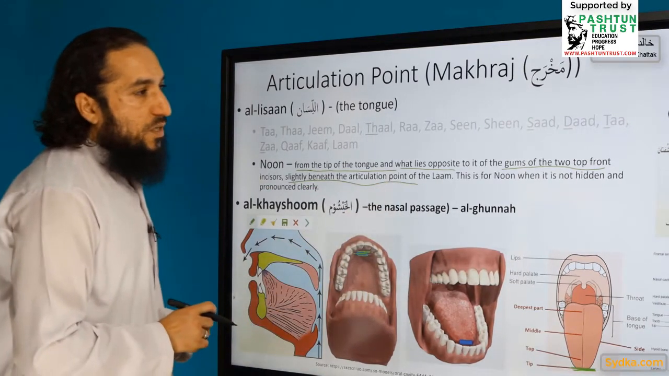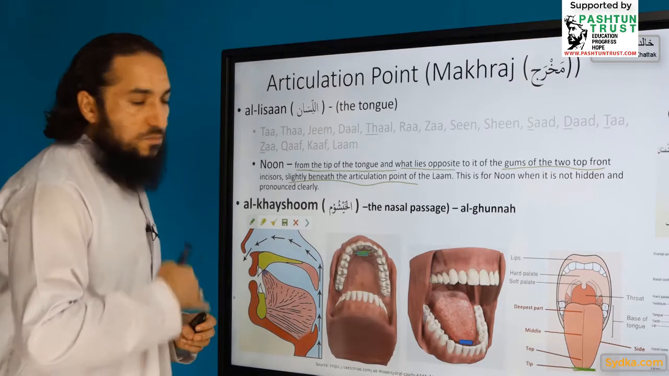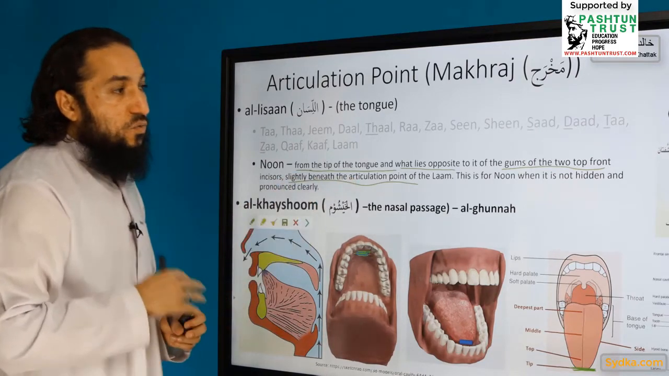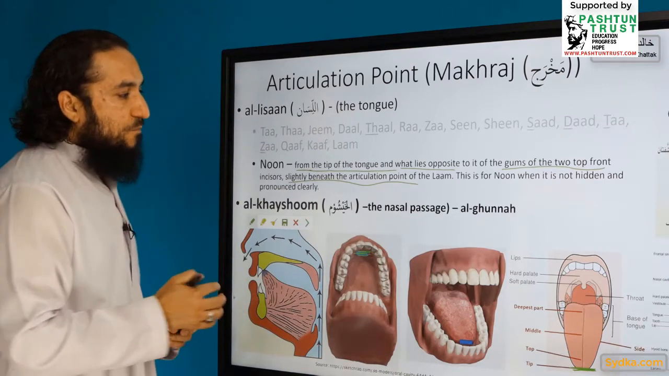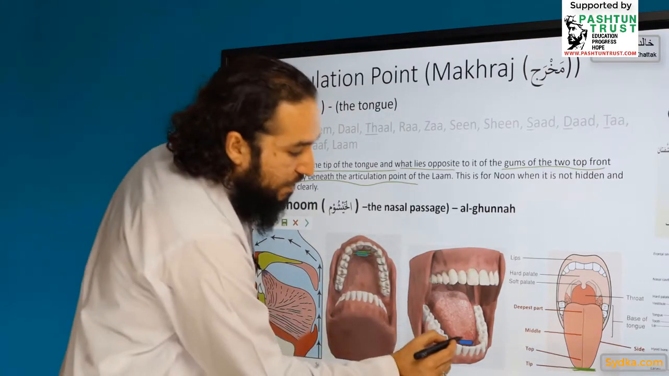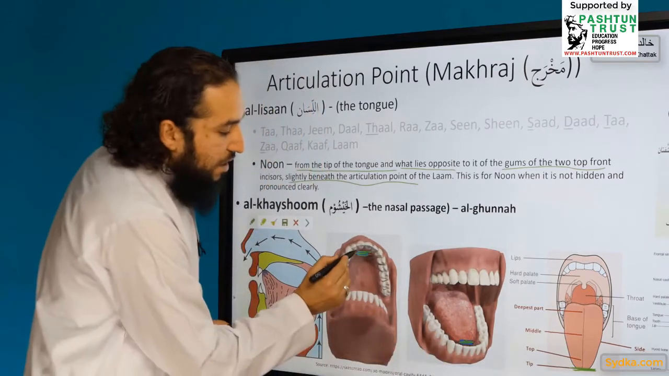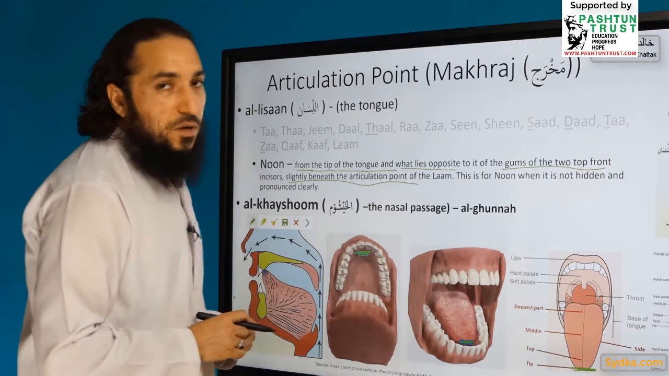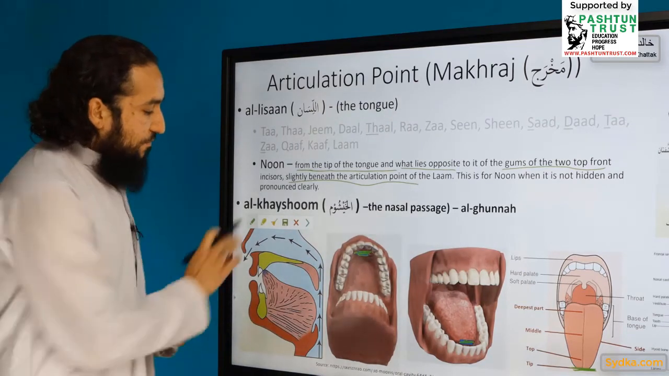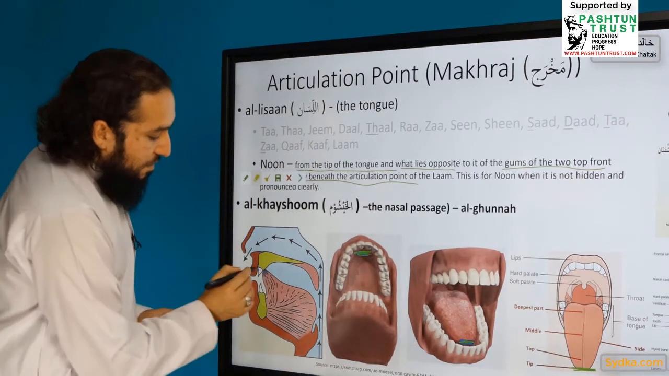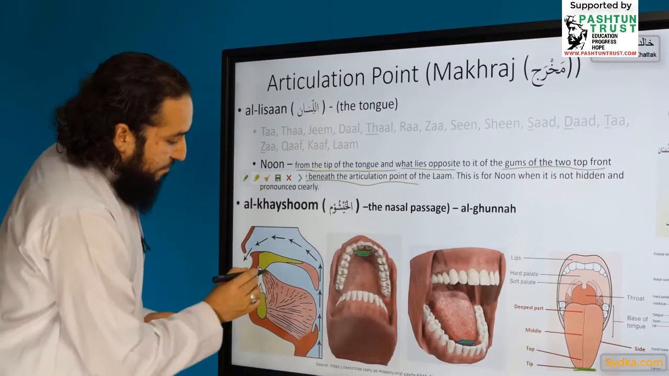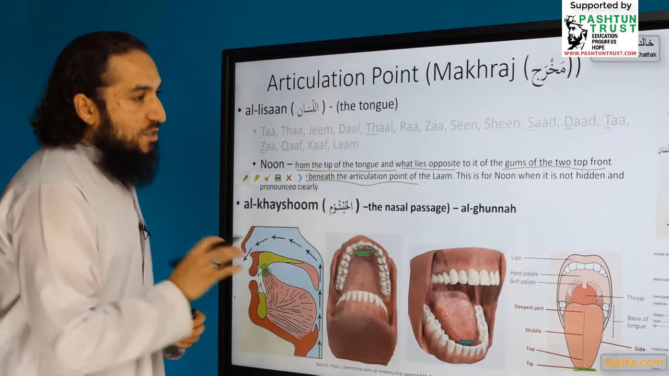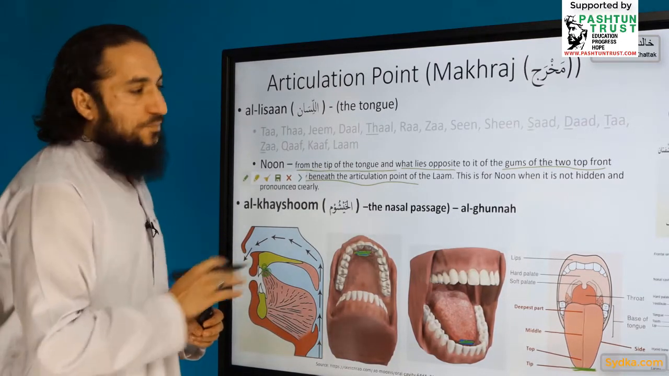This is for noon when it is not hidden. Hidden noon has multiple uses, so this is only when noon is clearly pronounced. Then this is the articulation point: the tip of the tongue, and the gums of the top two incisors. You can see here, that's the tip of the tongue and the gums of the top two incisors. This is when the noon is pronounced clearly.